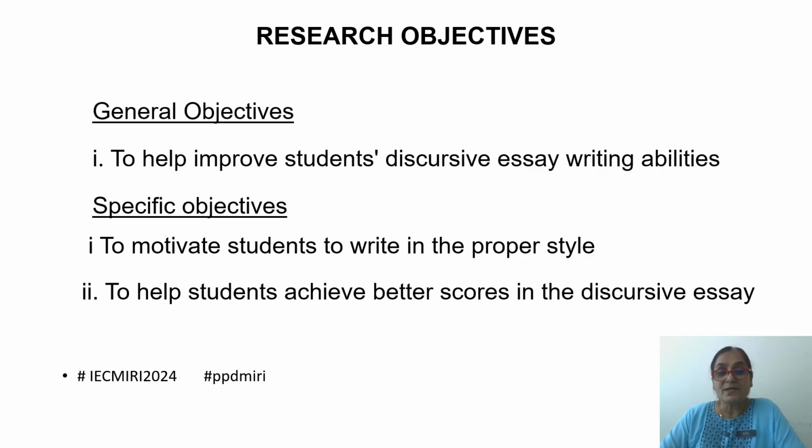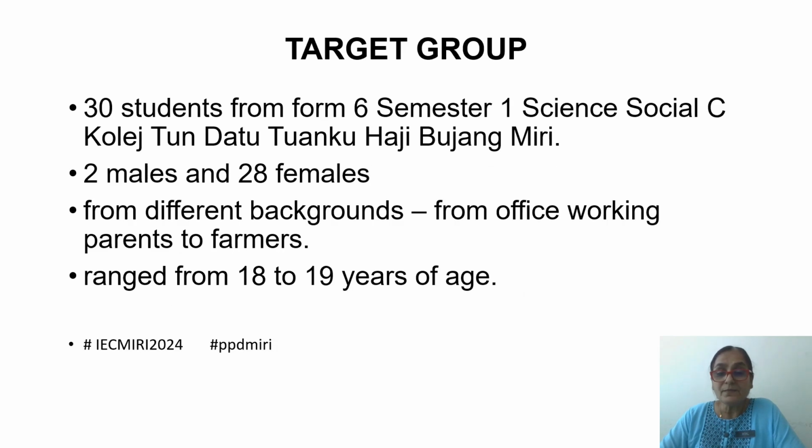So my objectives are general objectives and specific objectives. General: to improve students' discursive essay writing ability. My specific objectives are to motivate students to write in a proper style and to help students achieve better scores in the discursive essay. My target group, at that time I was teaching, were semester 1 Science Social C students, 30 students, 2 males and 28 females, and these students came from different backgrounds.